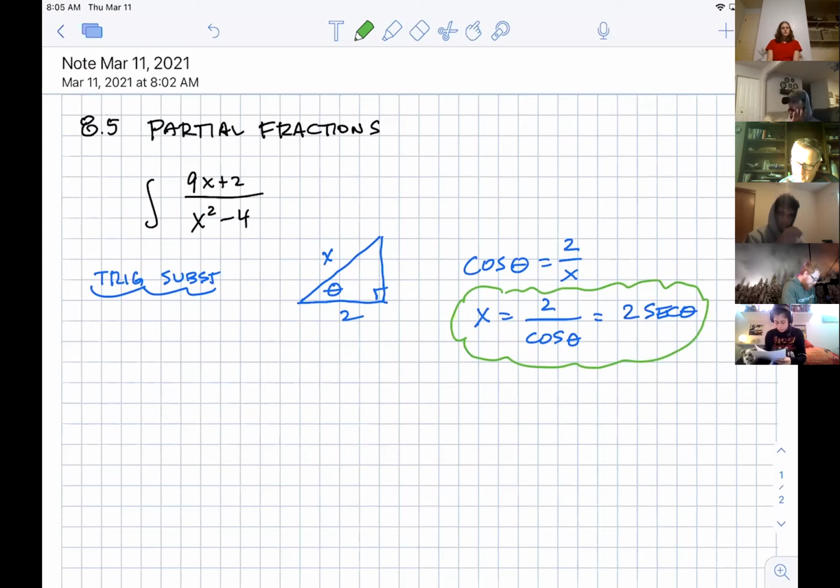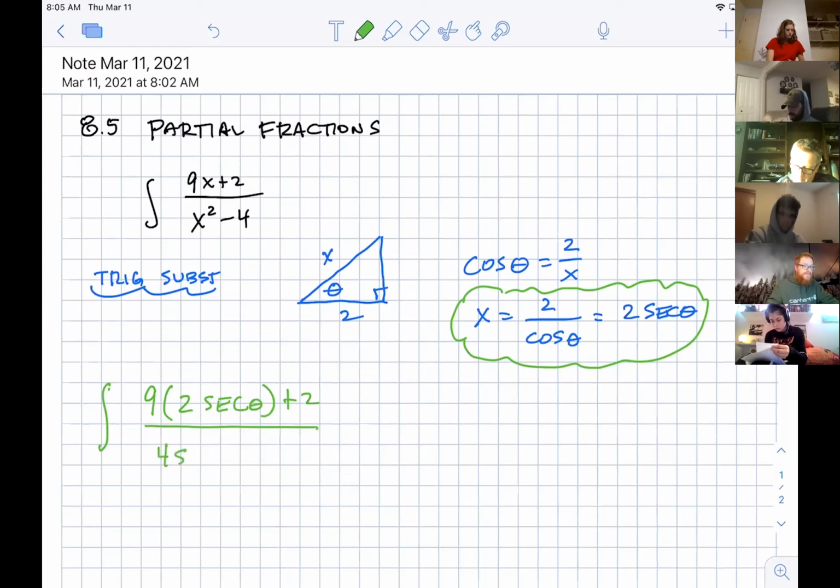So if x equals 2 secant theta, then I could proceed back up to my problem and say, awesome, that means 9 times x, which we've now figured out is 2 times the secant of theta, plus 2. So the top is awesome. And the bottom is 4 times secant squared minus 1. Hopefully from yesterday, you can see why that's going to work well on the bottom, because as soon as I take 4 out, I'm going to have secant squared minus 1, and that's tangent squared. And so that got rid of that sign.